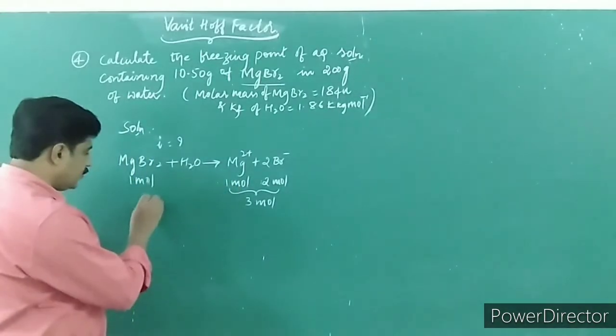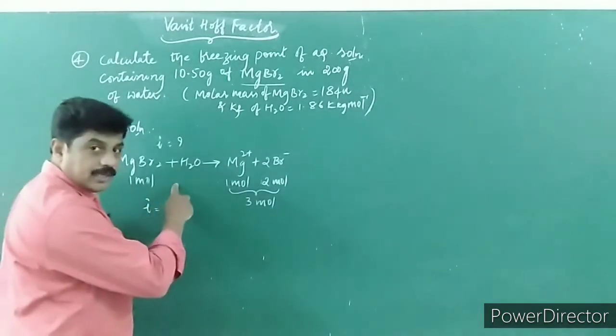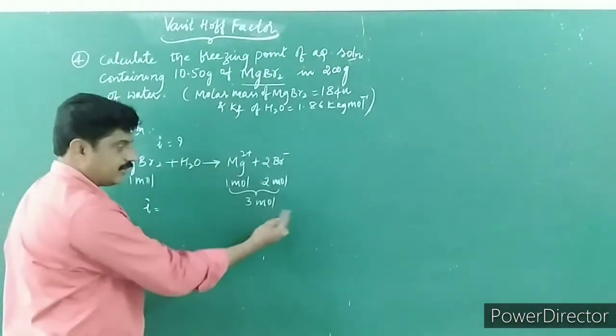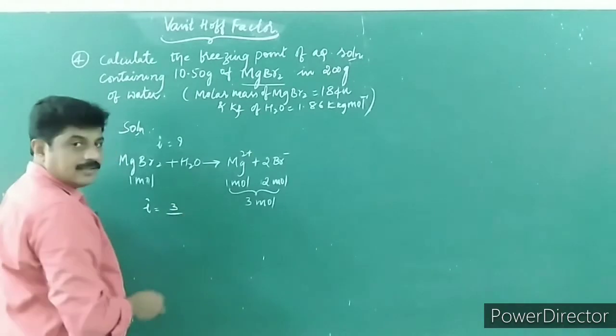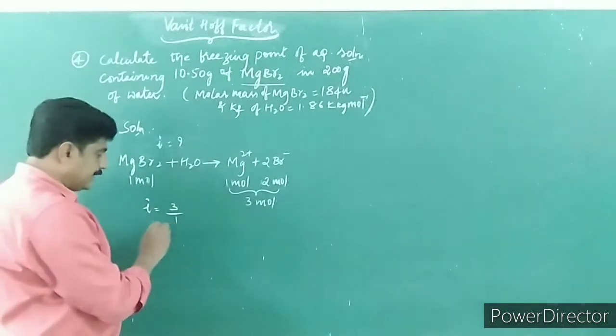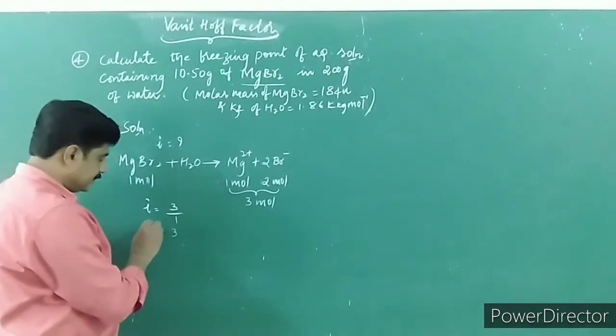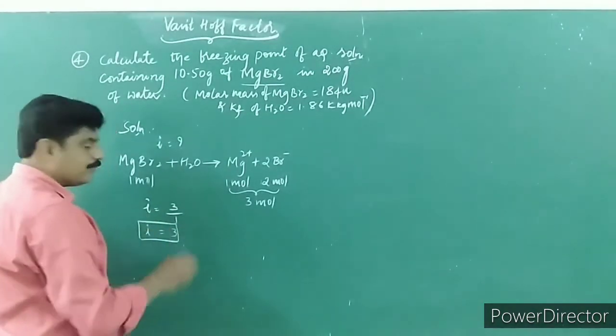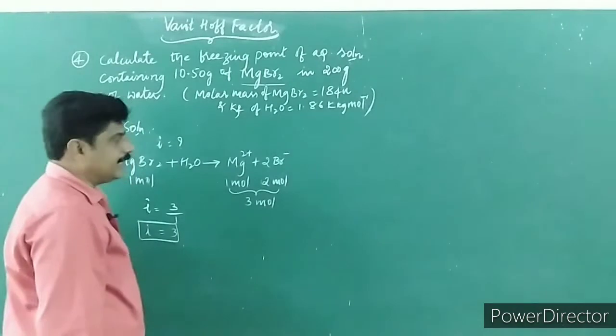Now i is equal to what? i is equal to total number of particles after dissociation. How many? 3, upon number of particles before dissociation, that is equal to 1. That means i is equal to 3 for magnesium bromide. Hope you are getting that.